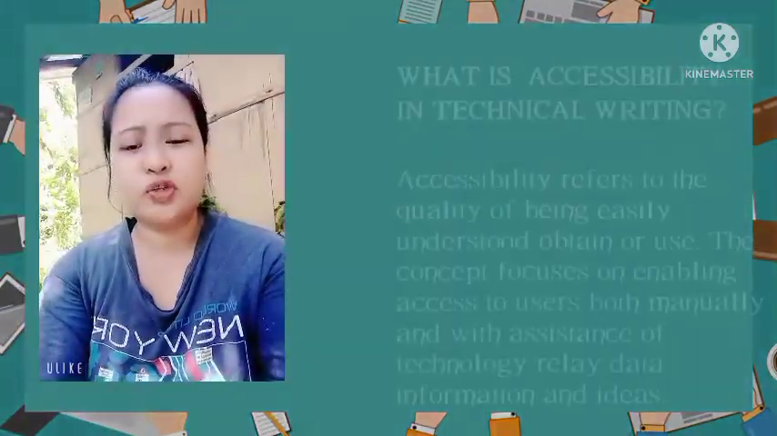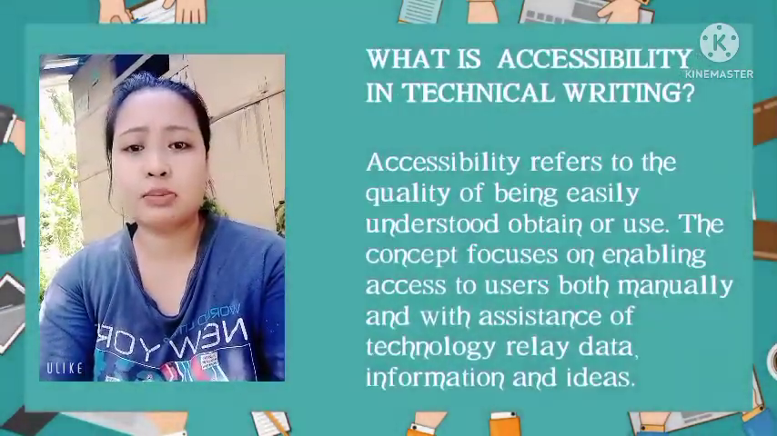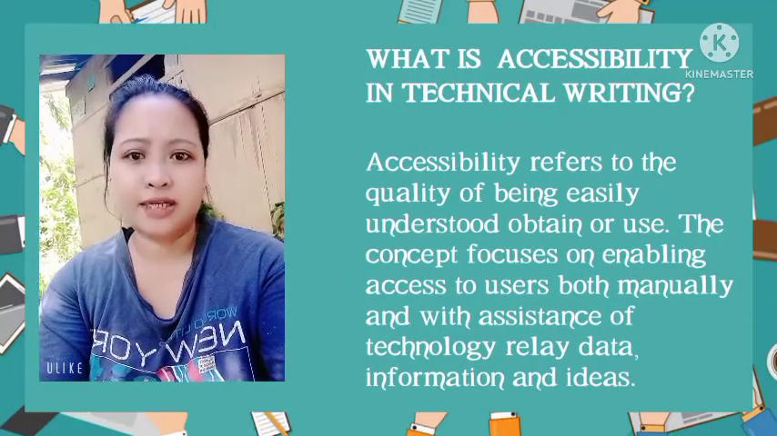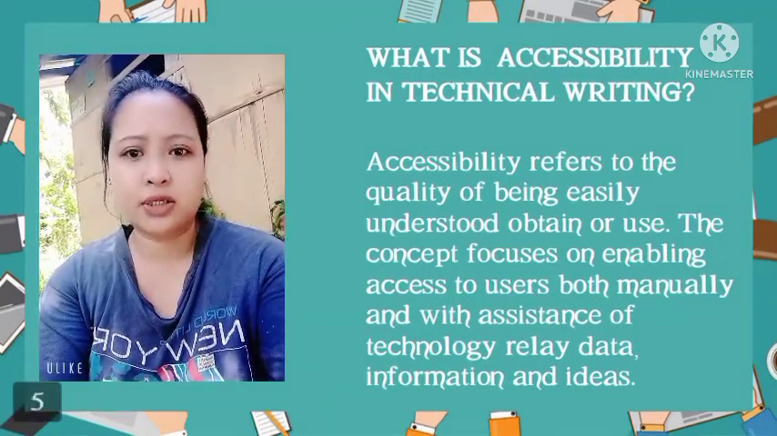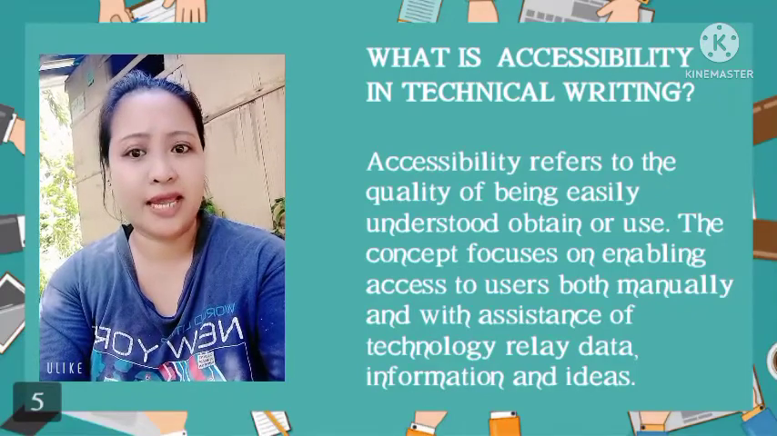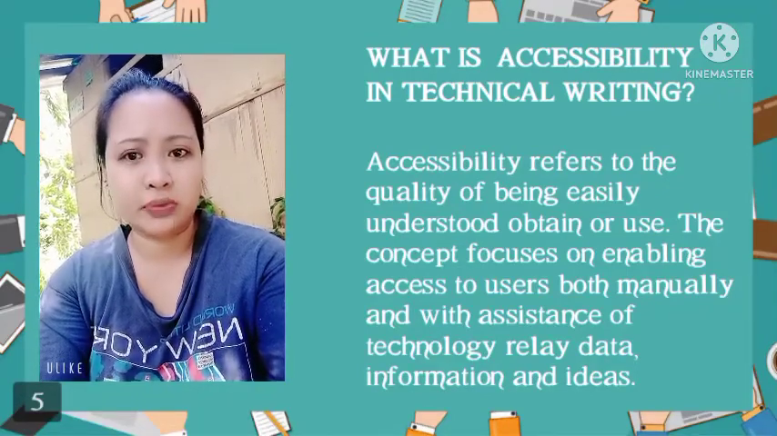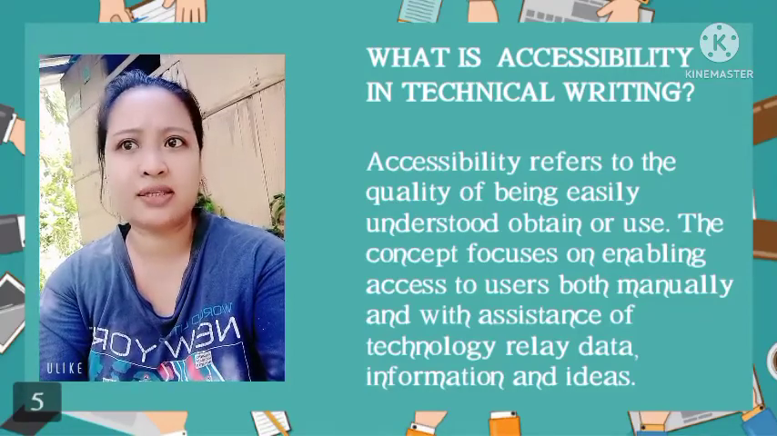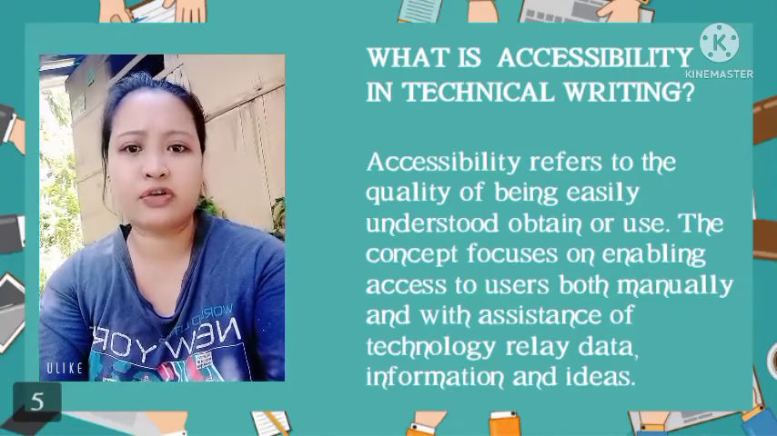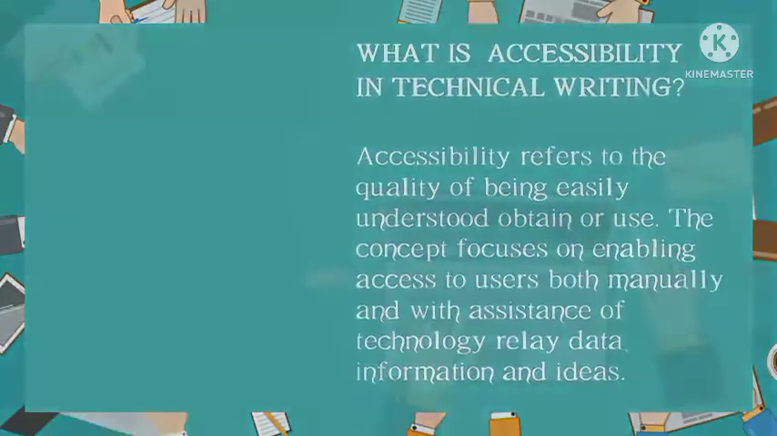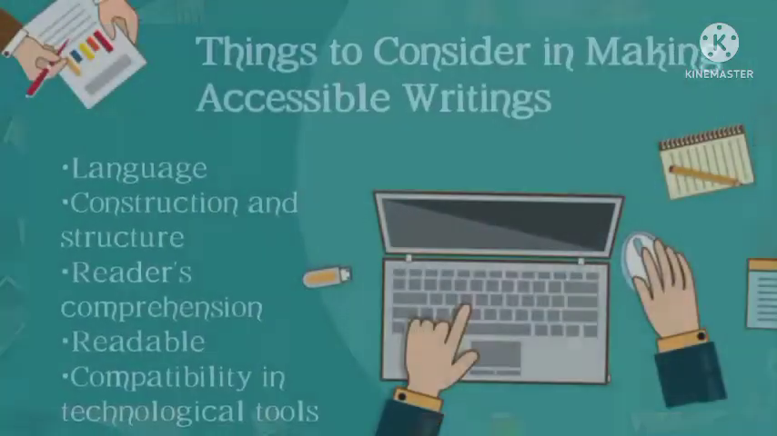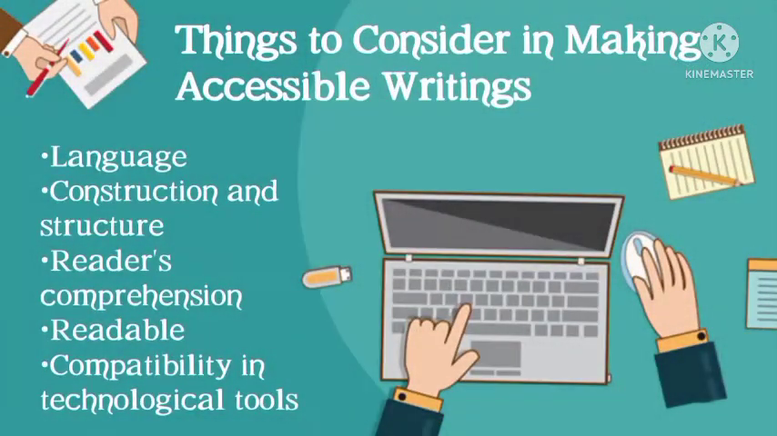Now for the 5 traits, I am assigned to discuss all about accessibility. In technical writing, it refers to the quality of being easily understood, obtained, or used. It provides access to users both manually or digitally to get and relay data, information, or ideas. Let us now know what are the things to consider in making accessible writings.